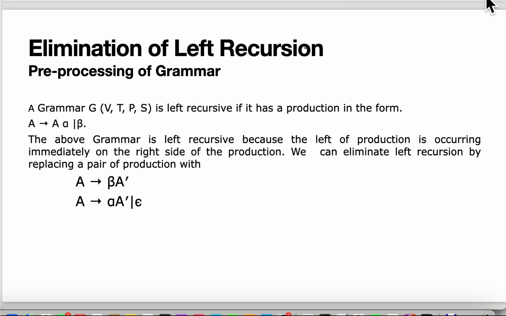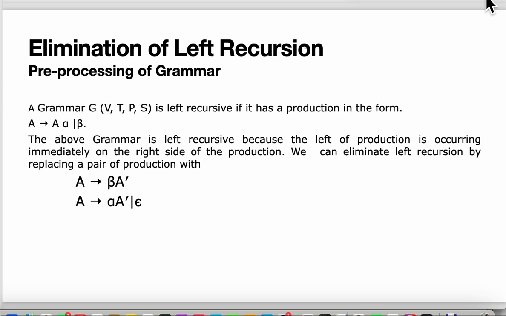Out of these two terms, one term is creating recursion. What is creating recursion? The term where A is immediately present on the right hand side. We say A alpha is the term which is creating recursion. Now take the other term which is not creating recursion, which is beta here. I am talking about the procedure, how to eliminate left recursion. Now take the term which is not creating recursion. Here the term is beta.